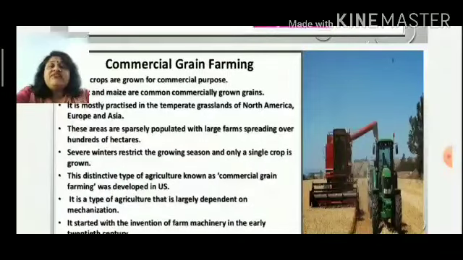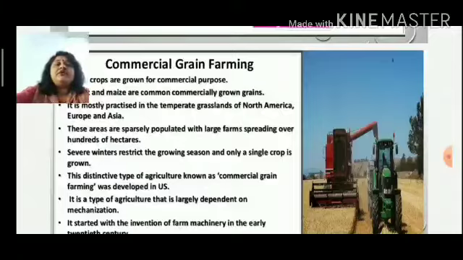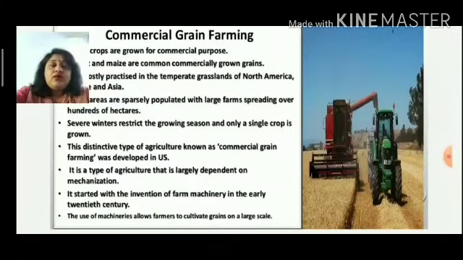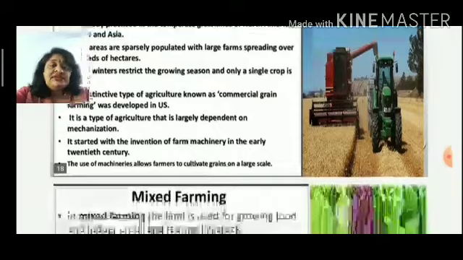The distinctive type of agriculture known as commercial grain farming was developed very firstly in the US. It is a type of agriculture that is largely dependent on mechanization. Keep it in your mind that this type of cultivation, or commercial grain farming, includes machine use. It has started with the invention of farm machinery in the early 20th century. The use of machineries allows farmers to cultivate grains on a large scale, right?